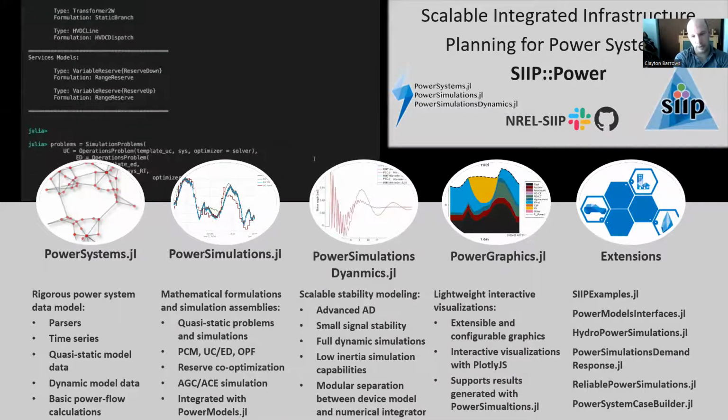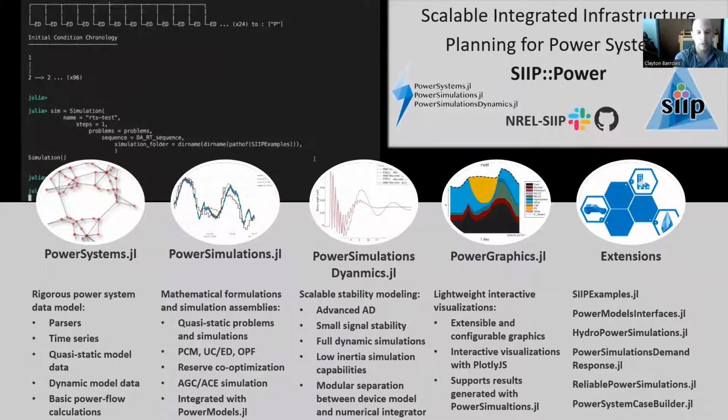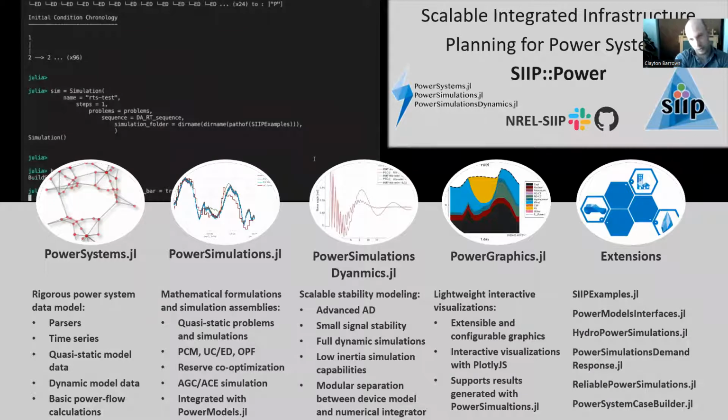I talked a little bit about Powergraphics, but there's also another package that I haven't talked about called Power Simulations Dynamics. And so we can do small signal stability as well as full transient simulations and address some of the issues of low inertia systems and represent very short time scale issues, including some of the phenomena associated with electromagnetic transients.